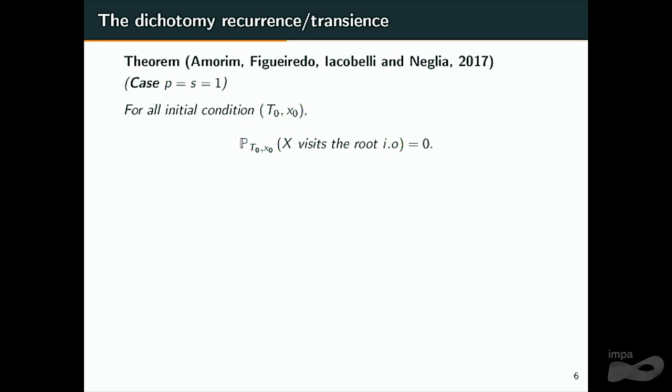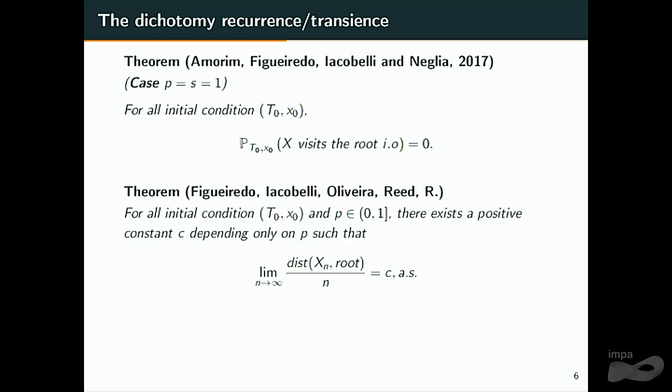So the probability of visiting the root infinitely often is 0 for any initial condition you set here. And then we generalize this for all values of p by actually proving that the walker is moving away from the root at linear speed.